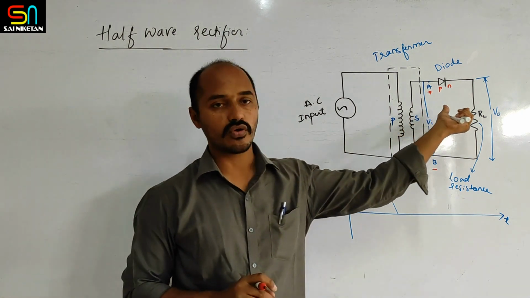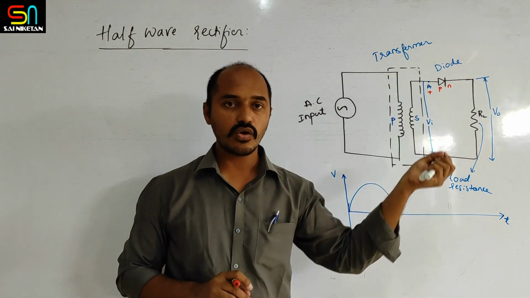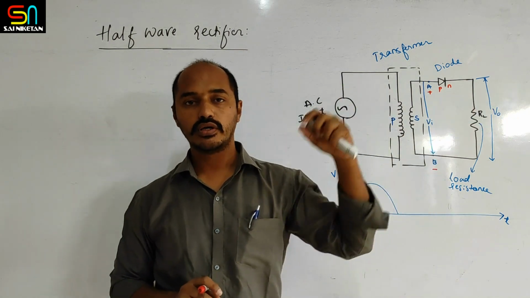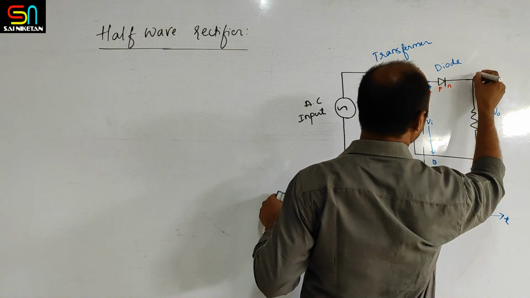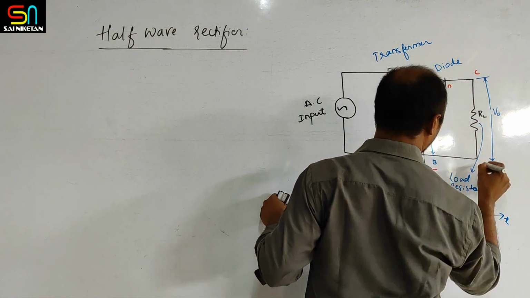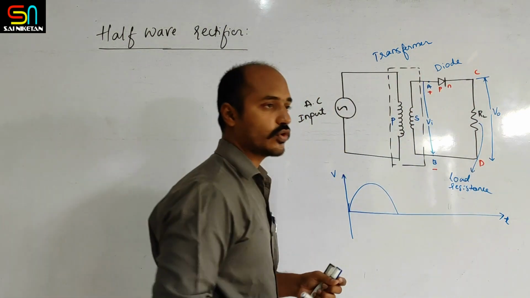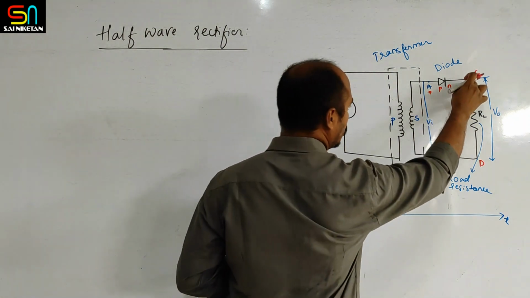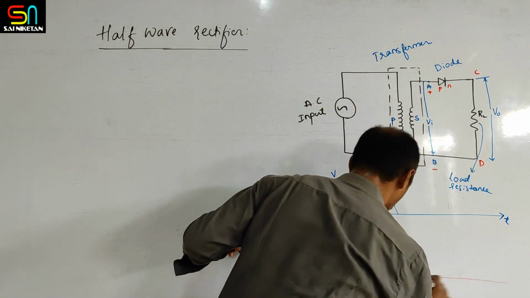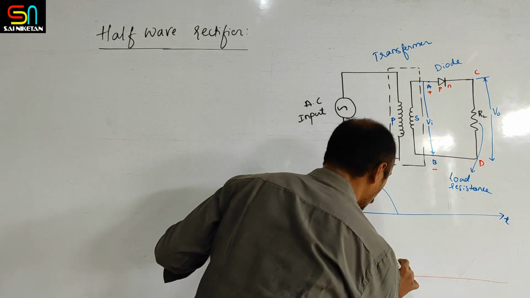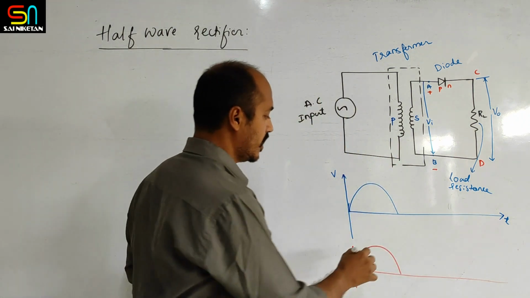So the diode is in forward bias condition. Hence it allows current through it. I mark here C and here D. So current flows from C to D. That I can show like this. So C to D. This is the first half cycle.